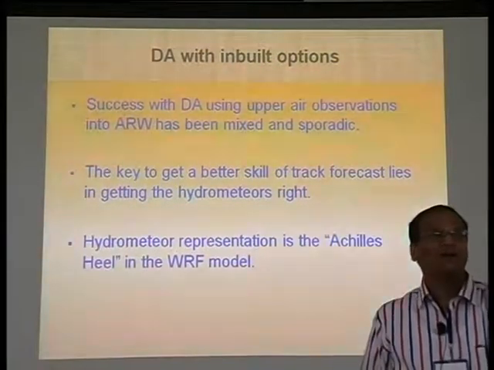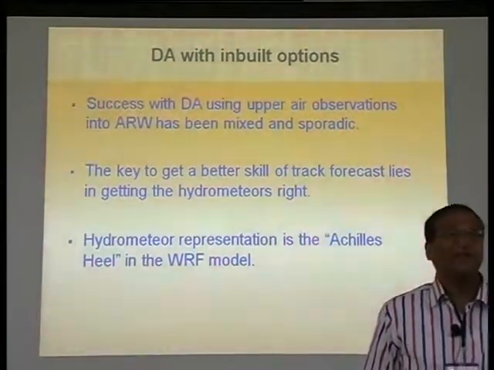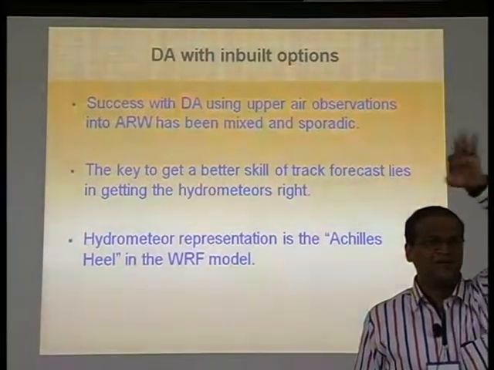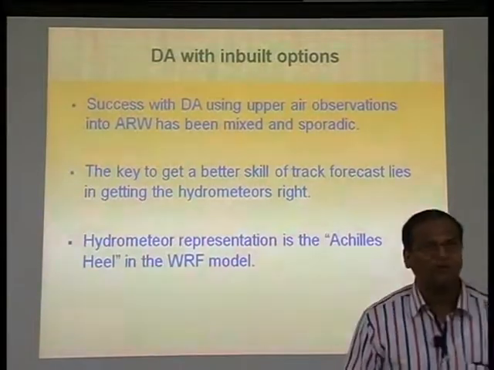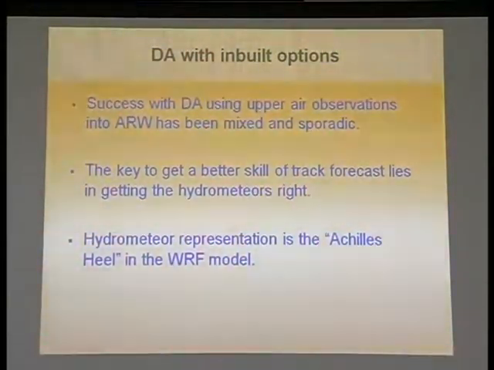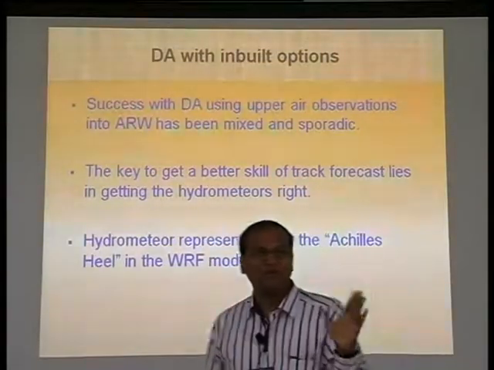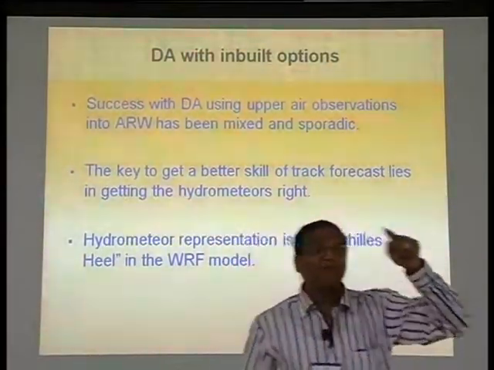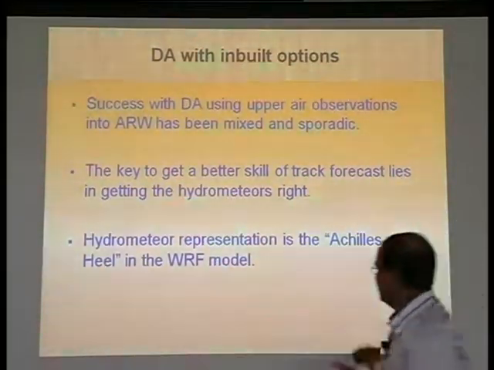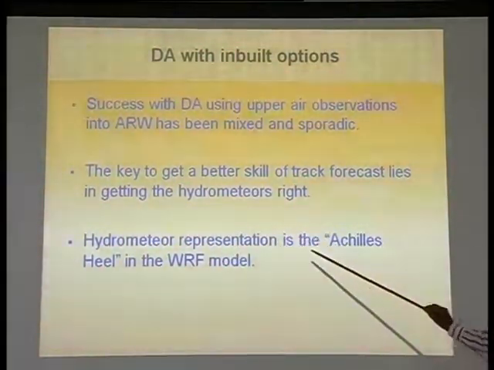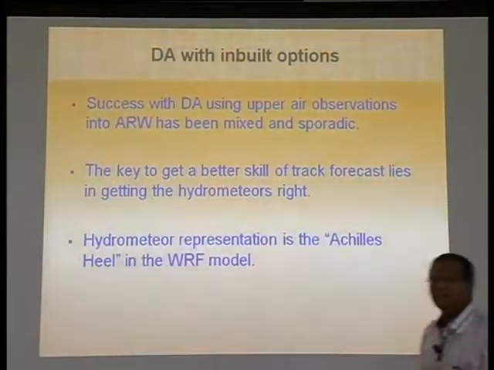for various cyclones we have compared 24 hour rain accumulation from WRF with the TMI rainfall data, and the correlation coefficient is only 0.4. The correlation coefficient varies between 0.4 and 0.44. The TMI with the precipitation radar itself, the agreement is only 0.6. So I will say that the hydrometeor representation is the Achilles heel in the WRF model.